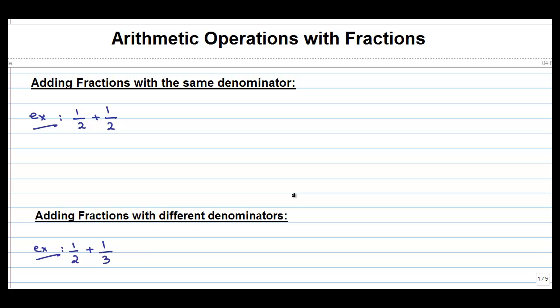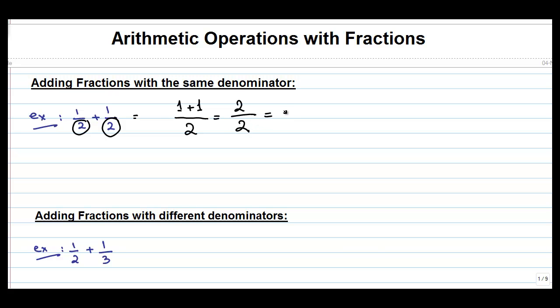So let's start here by learning how to add two fractions with the same denominator. We have here 1/2 plus 1/2. These are two fractions. You can see that here down we have the same denominator. So in this case, if you have the same number down, it's very simple. Just keep it, write it here, and add the numerators. So 1 plus 1 would be 2.